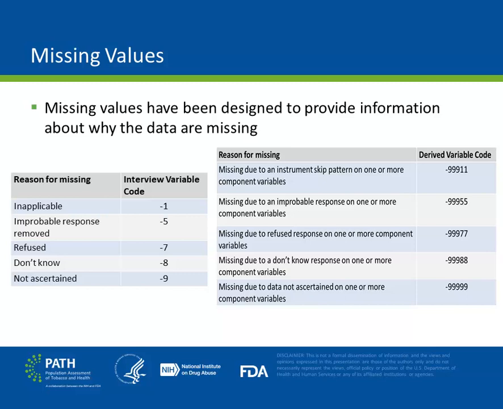This slide shows two tables. The table on the left side has the reason for missing and the interview variable code. For interview variables, the missing value codes range from -1 to -9. For derived variables, the missing value codes range from -99911 to -99999, as shown in the table on the right.